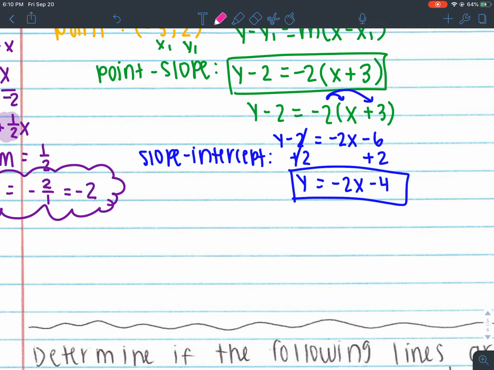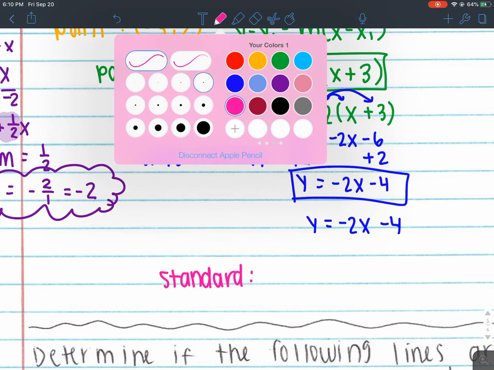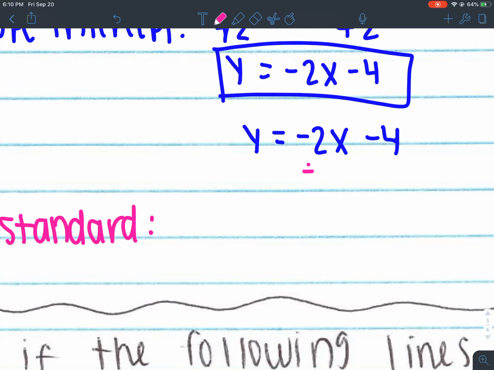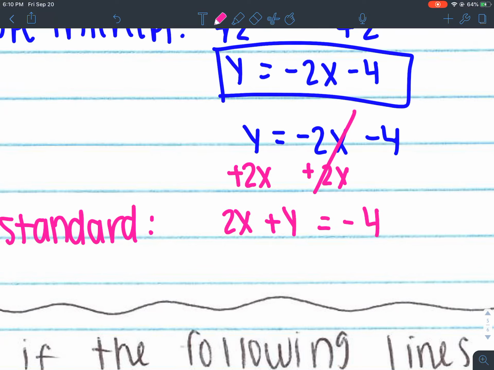Now I need my standard form. So standard form down here is ax plus by equals c. We want our x and y on the left, a to be positive, and no fractions or decimals. So I'm going to go ahead and copy this one down back in blue because this is still slope-intercept. And now we're going to begin the process of making it standard. So I'm going to get my x and y on the left side. So you have 2x plus y equals negative 4. Well, x and y are on the left. I have no fractions or decimals, and my a is positive. So this is already in standard form, and I don't have to do anything extra.